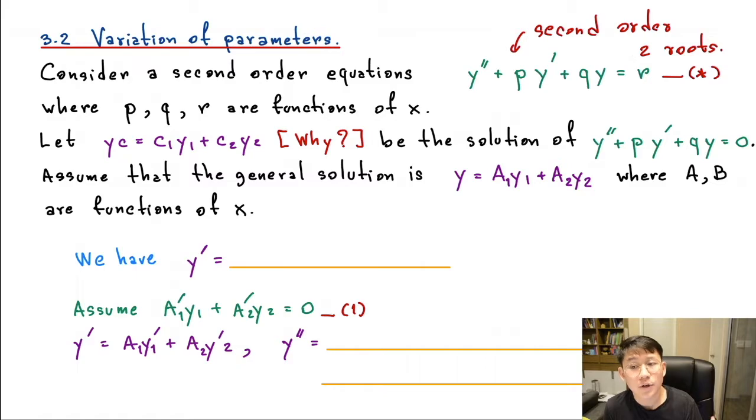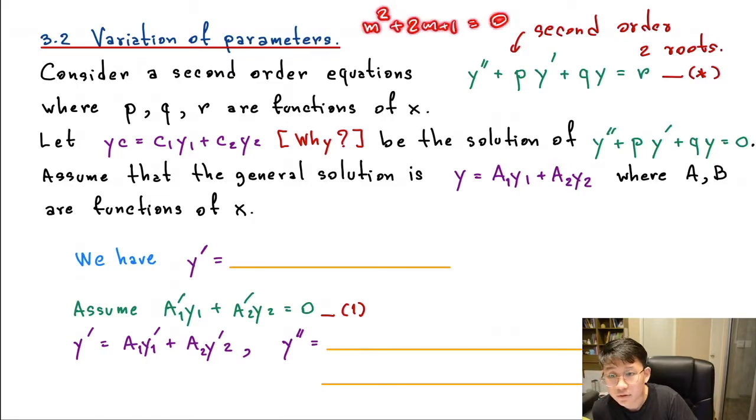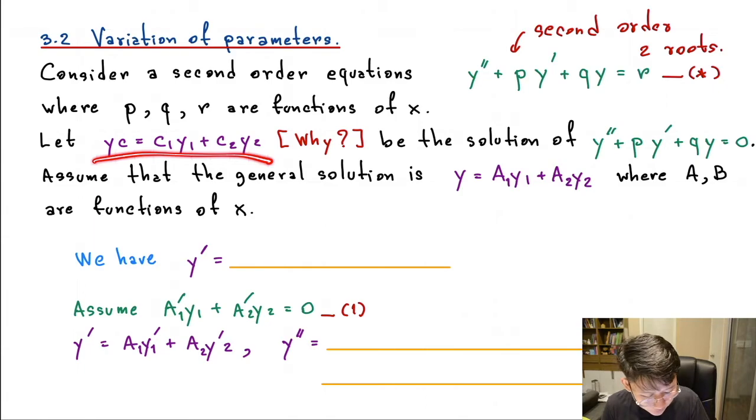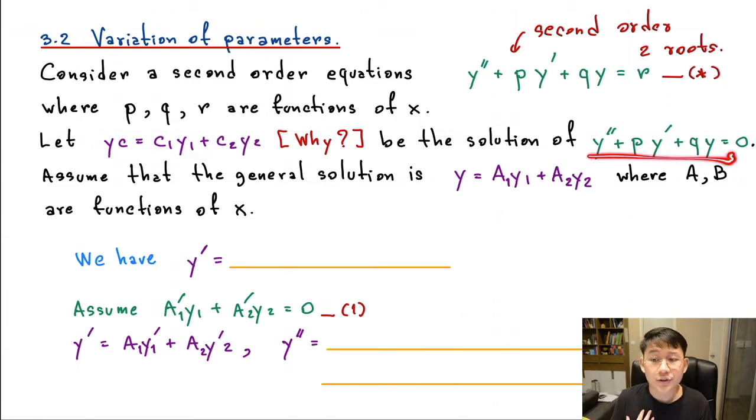For example, if you look at m squared plus 2m plus 1 equals 0, we want to find yc. So we take R as 0. And this y1 and y2 might be e to the x, e to the, I don't know, 2x, or they can be repeated roots, they can be complex roots. So let yc in this term be the solution of this when it's homogeneous.